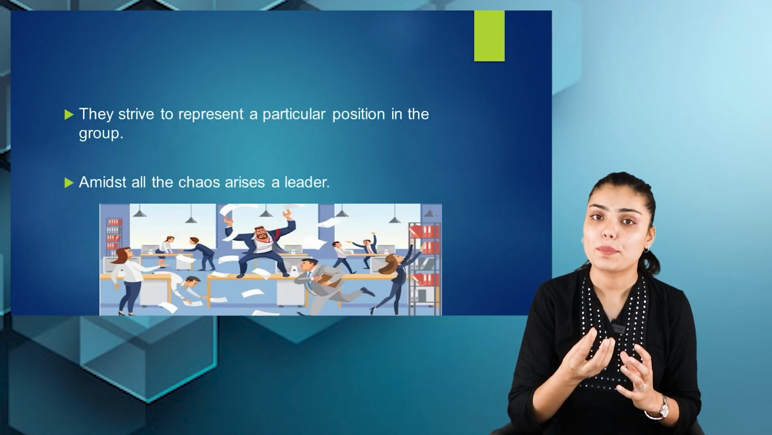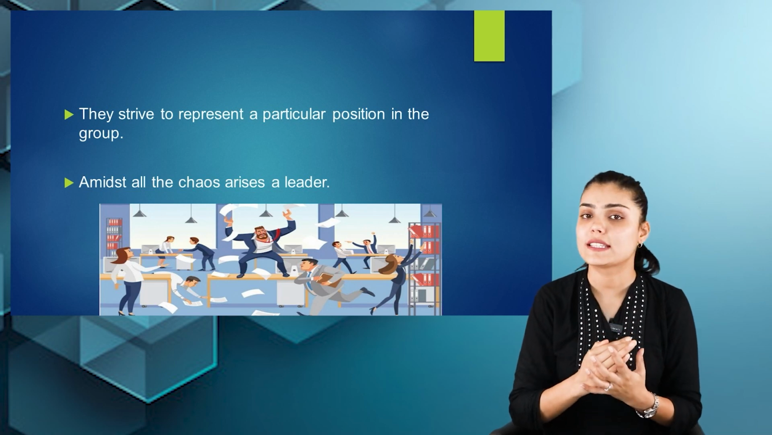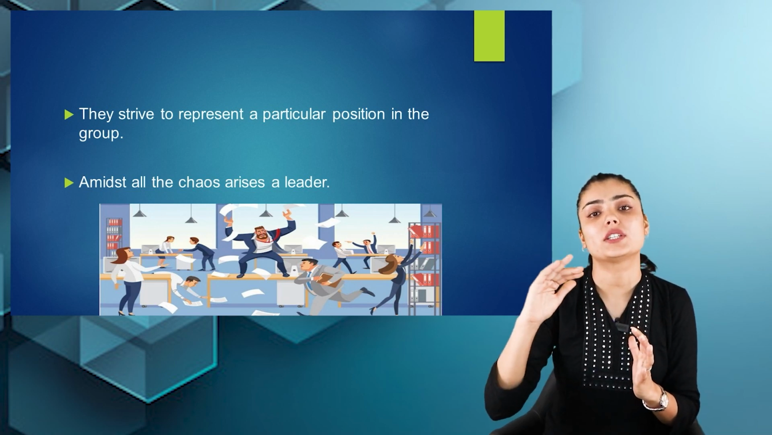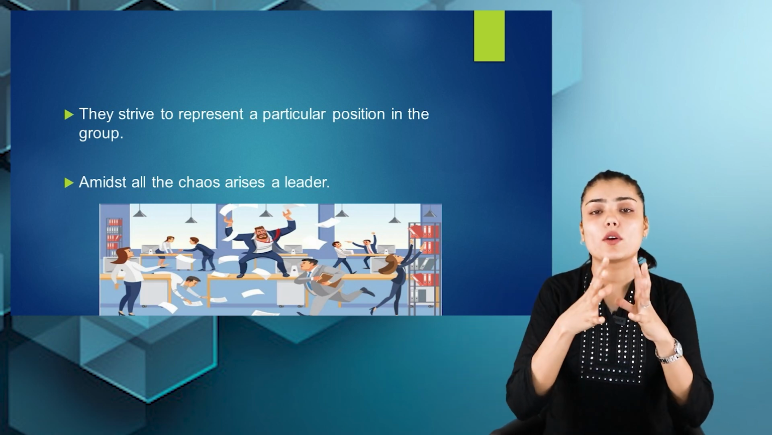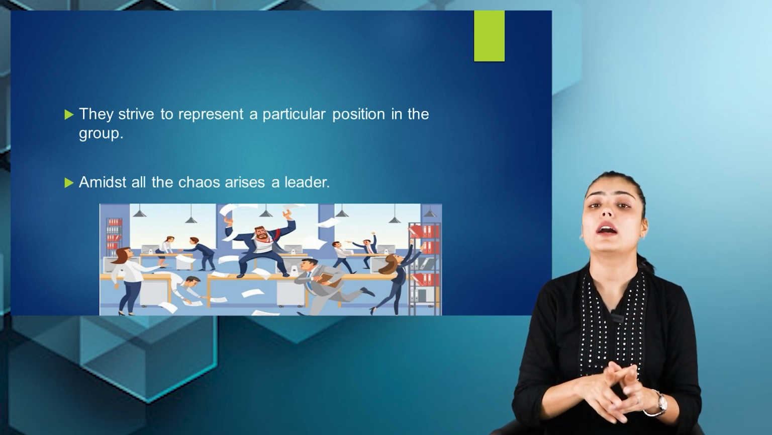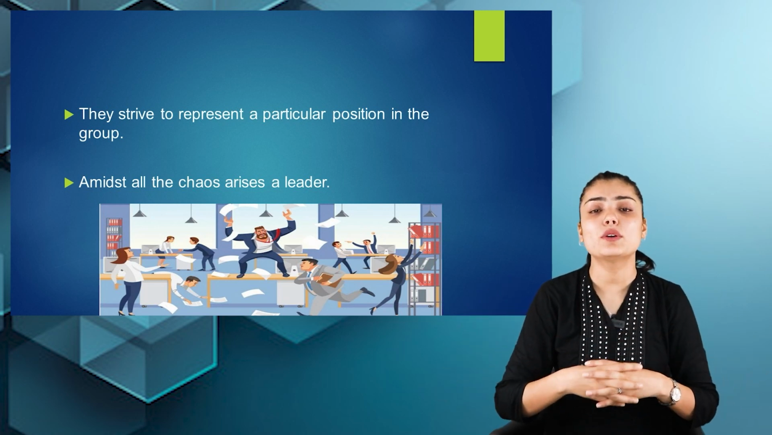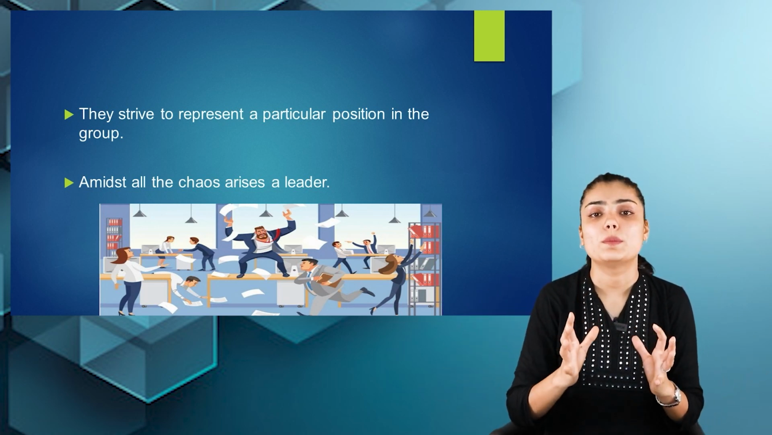So once this happens, during the storming phase, conflicts arise, and people start fighting for the position of leadership. All this chaos is happening within the team members, but one leader will arise from the group. There will be one leader who will be selected for the team. So in the forming phase, we had people, but we had no leader.